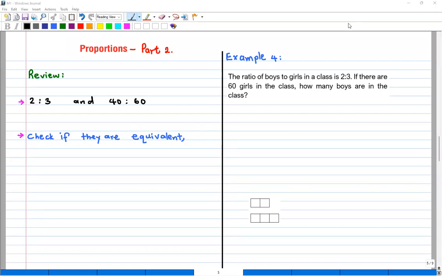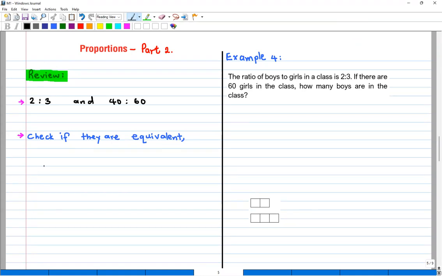Hello, students. Welcome to part 2 of our topic, proportions. Let us review what we looked at last time. We need to know what a proportion is. Look at the ratios 2 to 3 and 40 to 60. Let us check if they are equivalent.